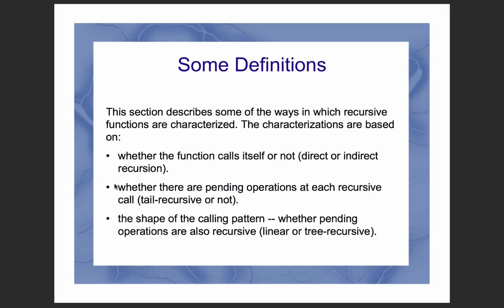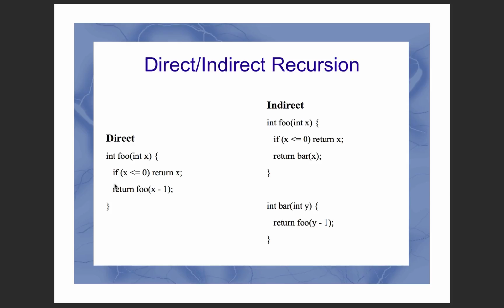Some recursive functions call themselves, and some recursive functions do not call themselves; probably they are called by other functions. Depending on that, some recursive functions are called direct recursive functions, and some are indirect recursive functions. So let's see some examples: direct recursive functions and indirect recursive functions.